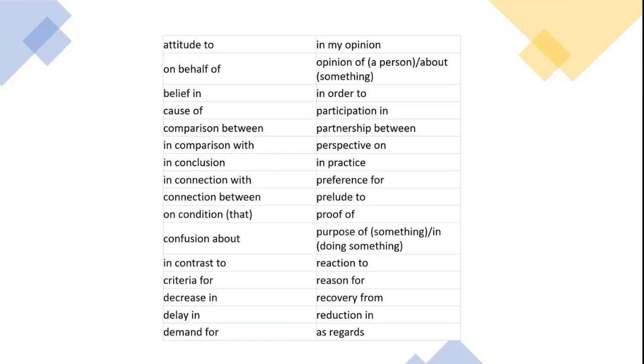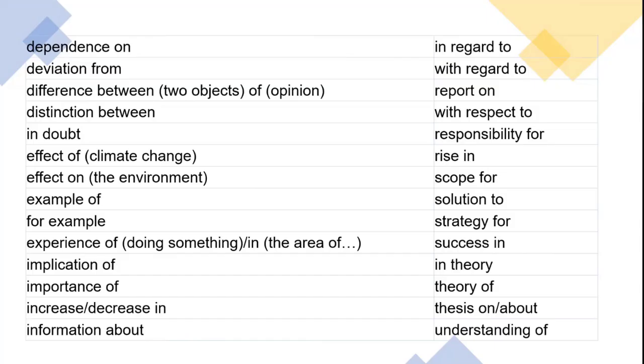It has to be demand for, as regards, in practice, preference for, in my opinion, dependent on, strategy for, report on, examples of, importance of, implication of, information about, thesis on or thesis about, in theory. We won't say "on theory" or "for theory" or "to theory." It is said "in theory." You can't change that, right? There are many ways to say things in English, but when it comes to prepositional phrases, you cannot change it. You just need to get acquainted, get used to how it is said in English.